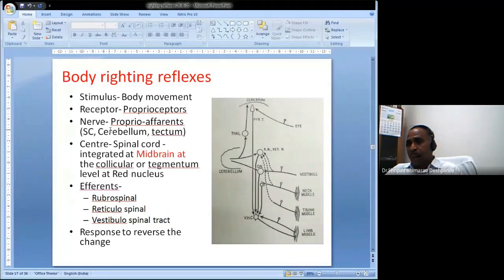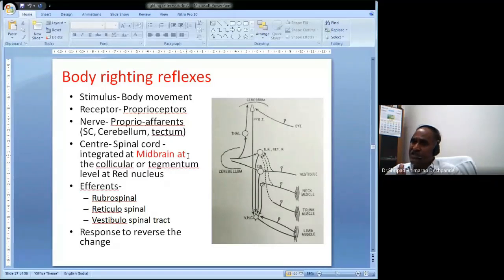That is the posterior spinocerebellar tract, the ventral spinocerebellar tract. They will reach the cerebellum. From the cerebellum, the nucleus interpositus goes to the component in the midbrain, that is the red nucleus, through the cerebello-rubral tract that will reach there, or the cerebello-tectal tract that will reach, and they will try to orient. So the center is again the midbrain.